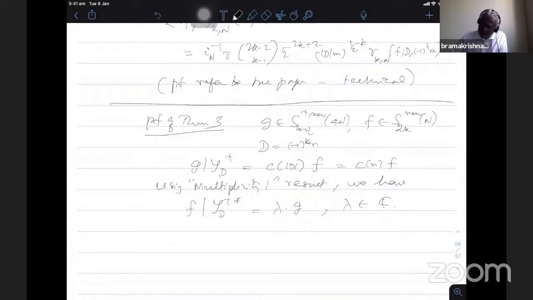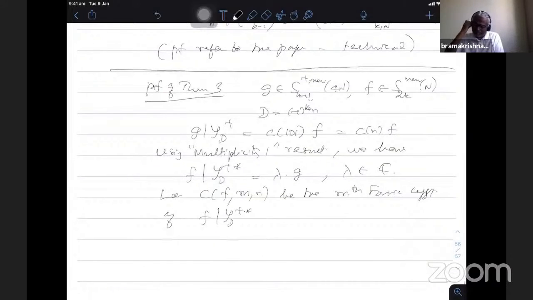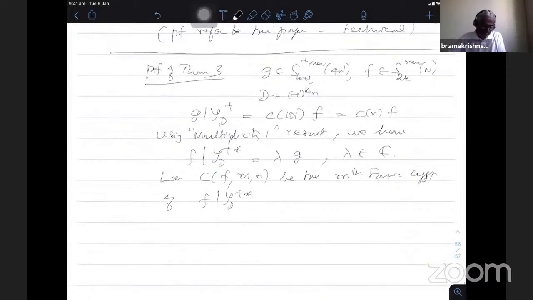So now we'll compare the n-th Fourier coefficient on both sides. So let c of f m n be the n-th Fourier coefficient of the map f bar S_d plus star. So take this one as the m-th Fourier coefficient actually, because given n, I am considering this d involving n.